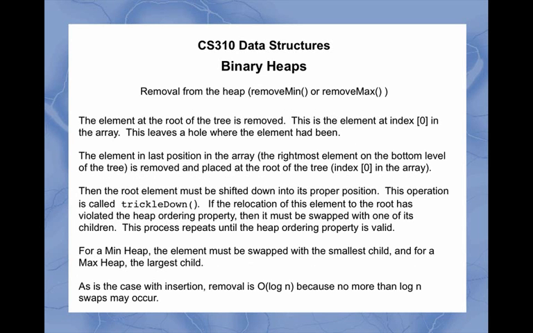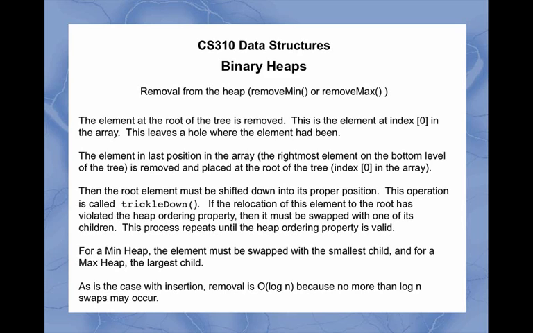Removal. So the removal is designed to return either the largest or the smallest element in the array. So the element at the root of the tree is removed. This is the element at index 0 in the array. This does leave a hole where the element had been. So in order to deal with this situation, the element in last position in the array, that is the rightmost element on the bottom, is moved and placed into the root of the tree.